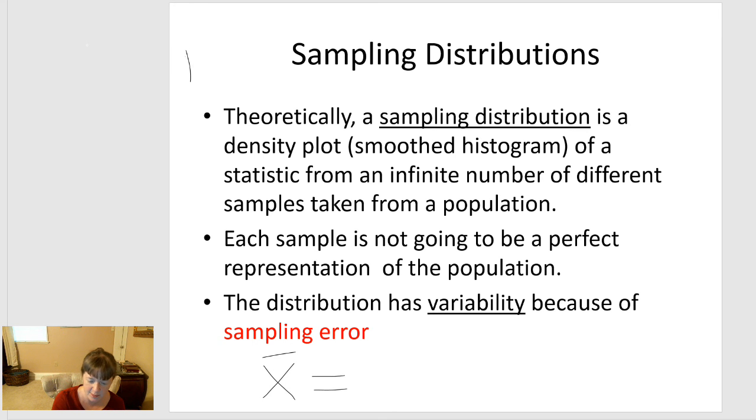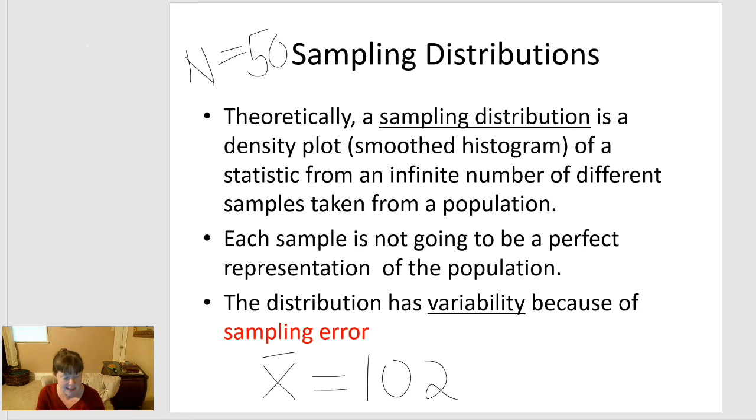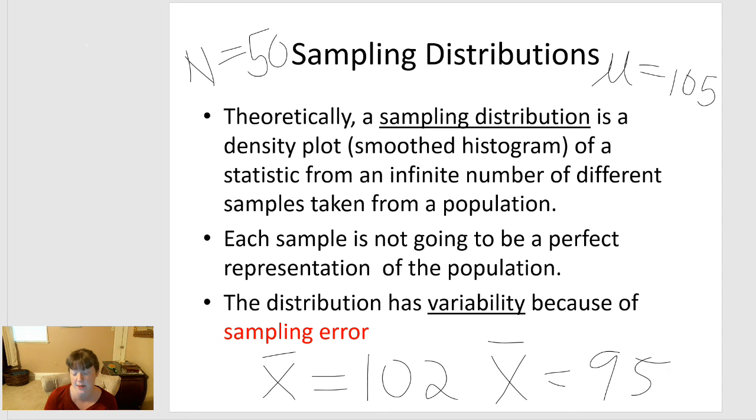So my sample size is 50. And in my first sample, I get an enthusiasm score of 102, right? Let's say the true population enthusiasm, if I was able to get every single person's enthusiasm score, is 105. So my first sample, I get 102. And then in my next sample, I get 95 because of just random error. This is just random sampling error. That's the idea, that each sample is going to be a little bit different.